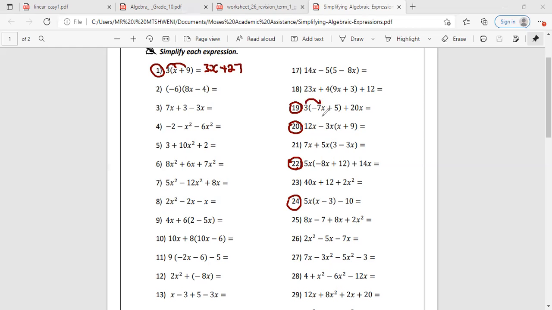3 times negative 7. You get a negative 21x. Don't leave the x. Then you say 3 times 5. What do you get? 5, 10, 15. You get a positive 15, because the 5 is positive and the 3 is positive. Then you continue with your plus 20x.